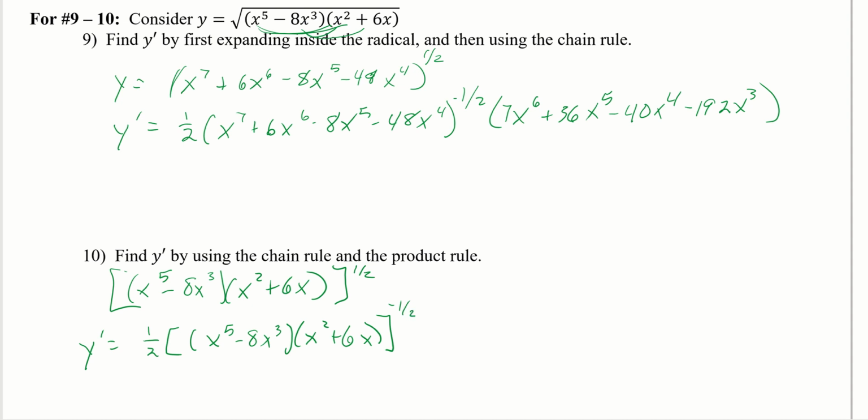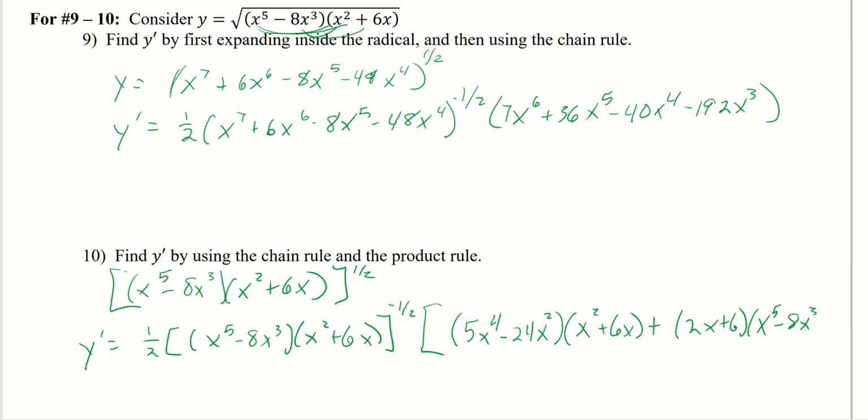Now the inside, we have to take the derivative of those two products, so we have to use the product rule. The product rule: derivative of the first, 5x to the 4th minus 24x squared, times the second, plus derivative of the second times the first, minus 8x cubed.